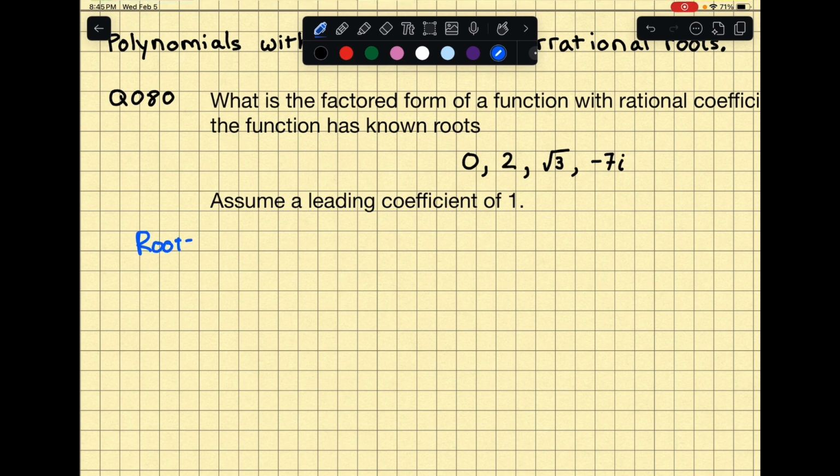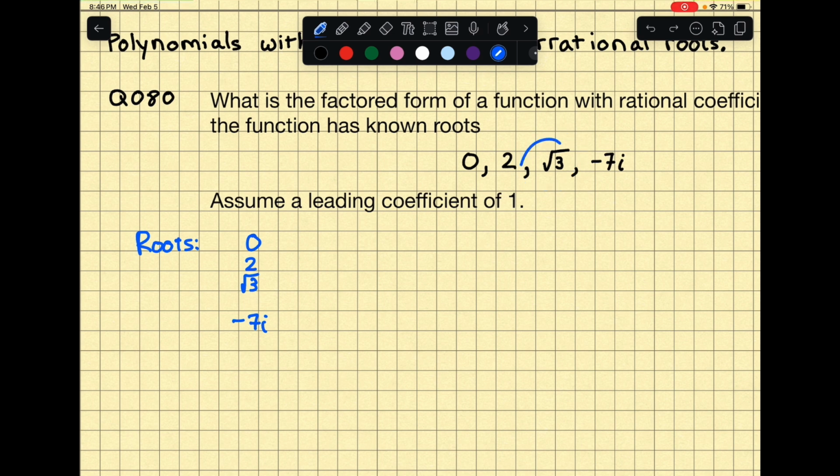So here are our roots. We have 0, we have 2, we have square root of 3, and then I'm going to skip a line down and say negative 3i. I'm sorry, negative 7i. Okay, and here's why. We see that we have an irrational root, right? Square root of 3 is an irrational number, and just remember what an irrational number is.